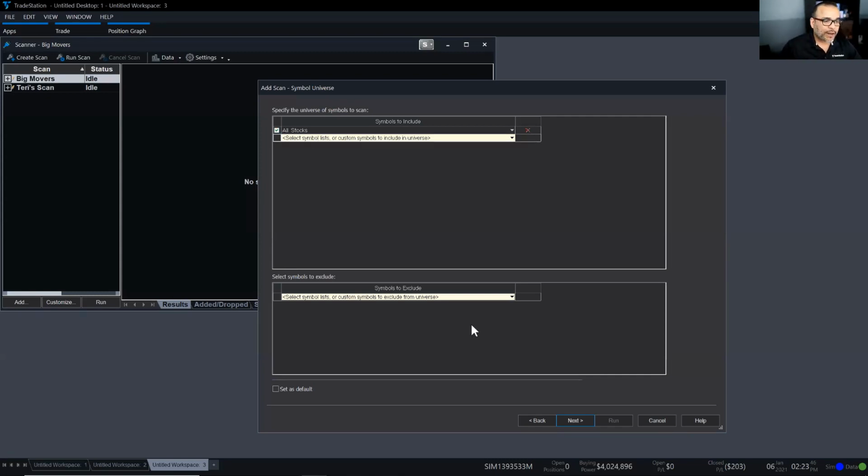Right here at the bottom gives you an opportunity to exclude certain sections for whatever reason. So if you want to exclude, let's say, the New York Stock Exchange or a certain group of transportation stocks, whatever the reasoning is, you can exclude certain sections. For this example, I'm not going to exclude anything. I'm going to include all stocks, okay? Perfect.